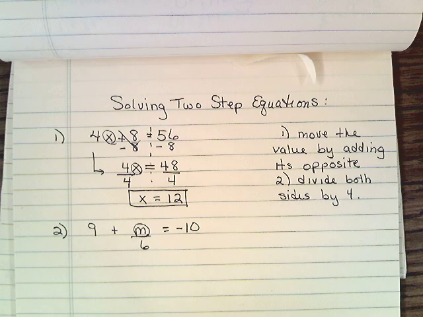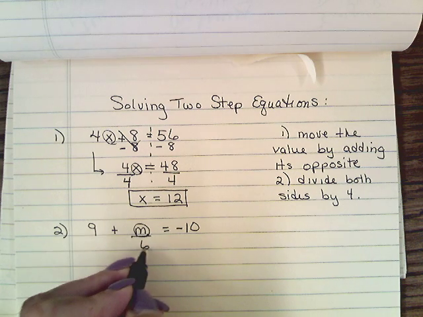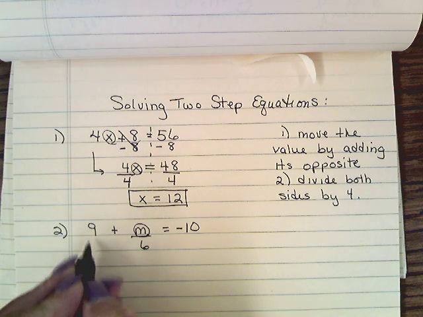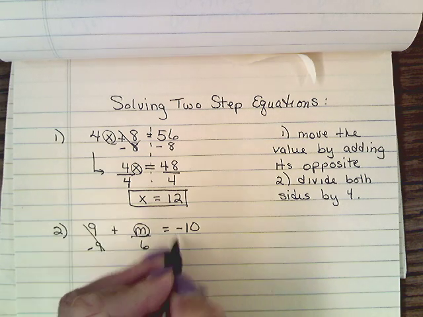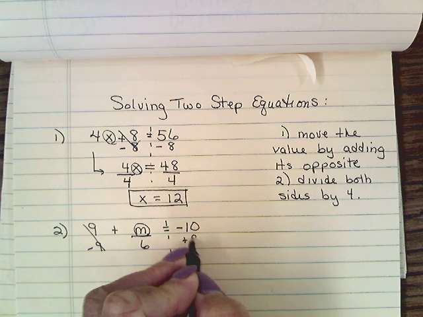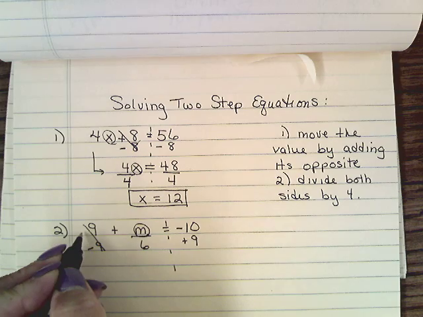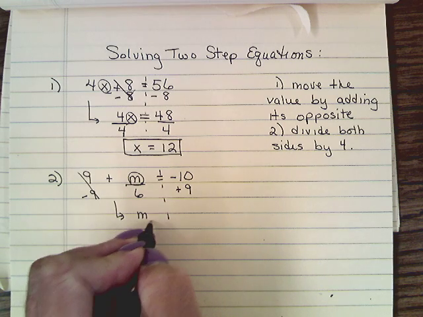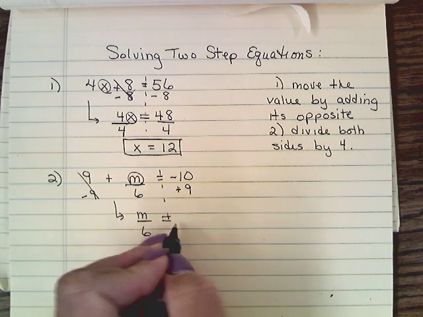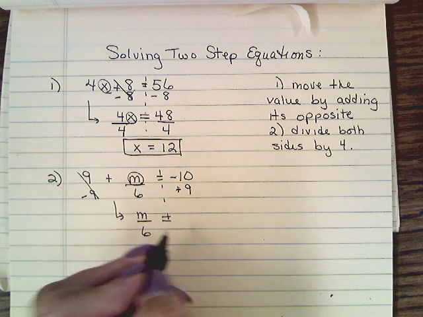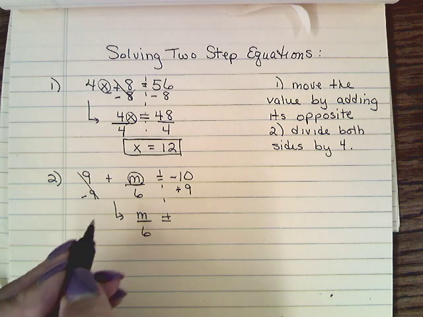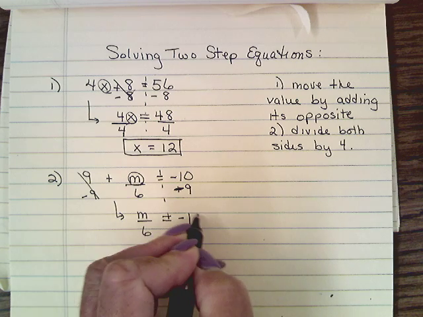So the first thing I need to do is to get rid of that 9 because this is part of a term. The term is m over 6. So we can't do anything with that 6 until we move the 9 away. So I'm going to, since it's positive, add a negative 9 to both sides. They cancel out because a 9 plus a negative 9 is equal to a 0. So I'm left with m over 6 is equal to negative... Sorry, that's a minus 9, so that's negative 19.